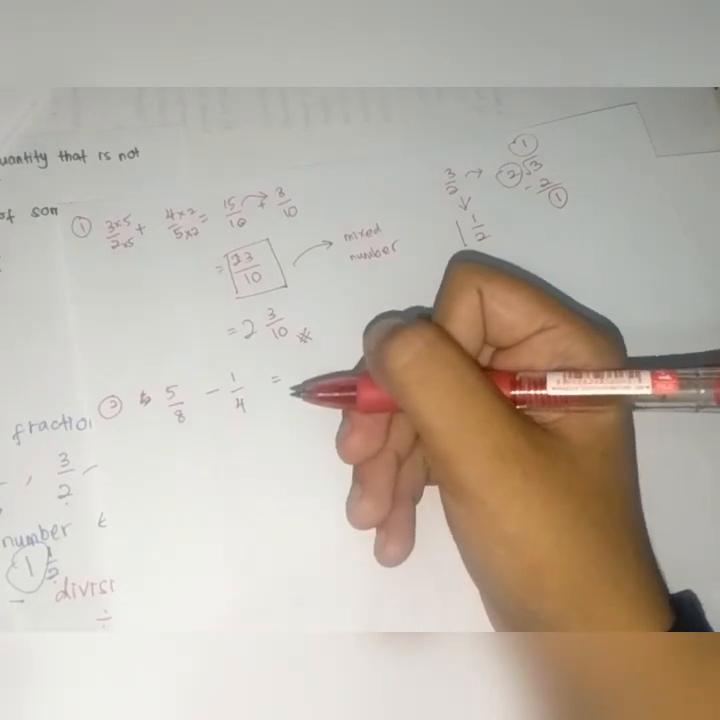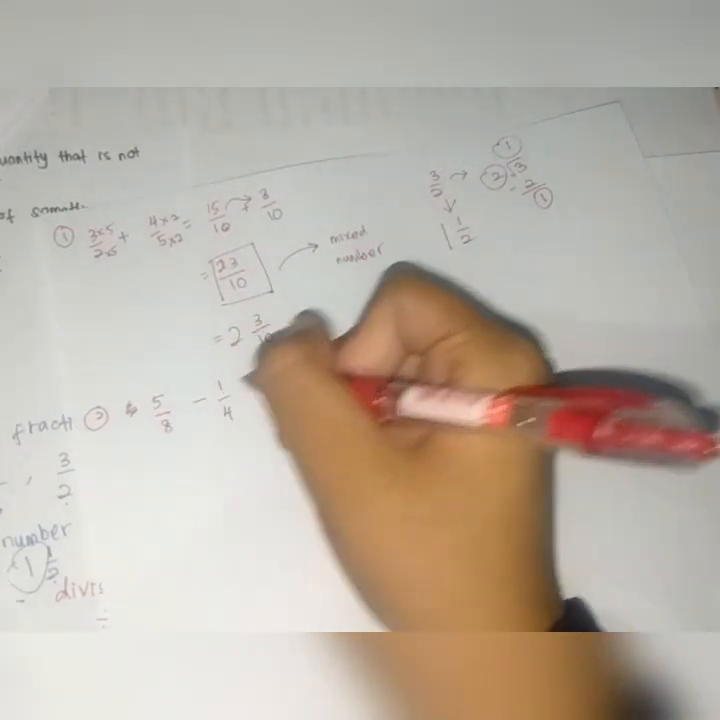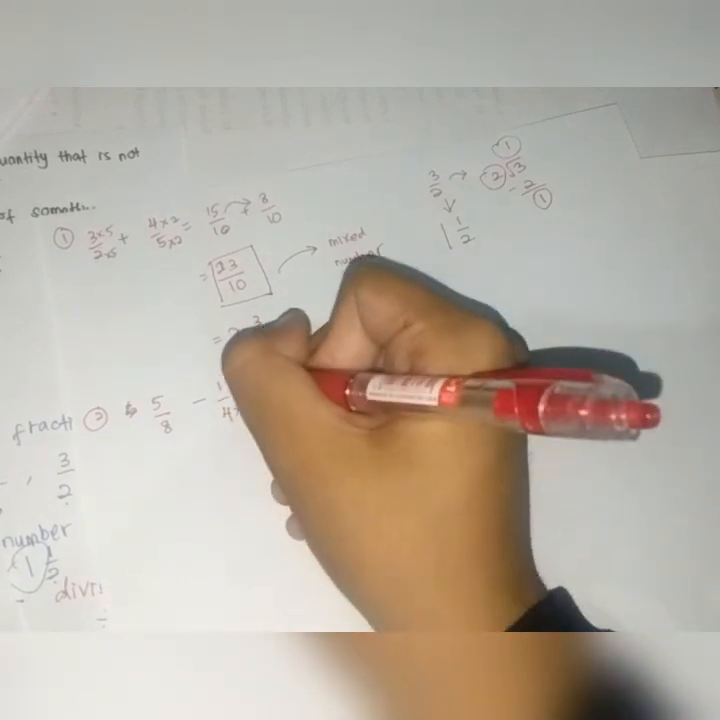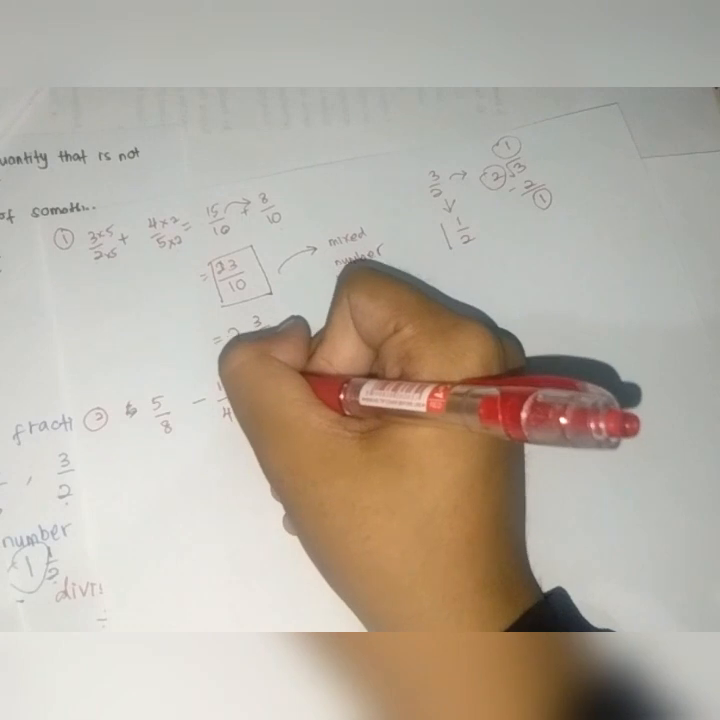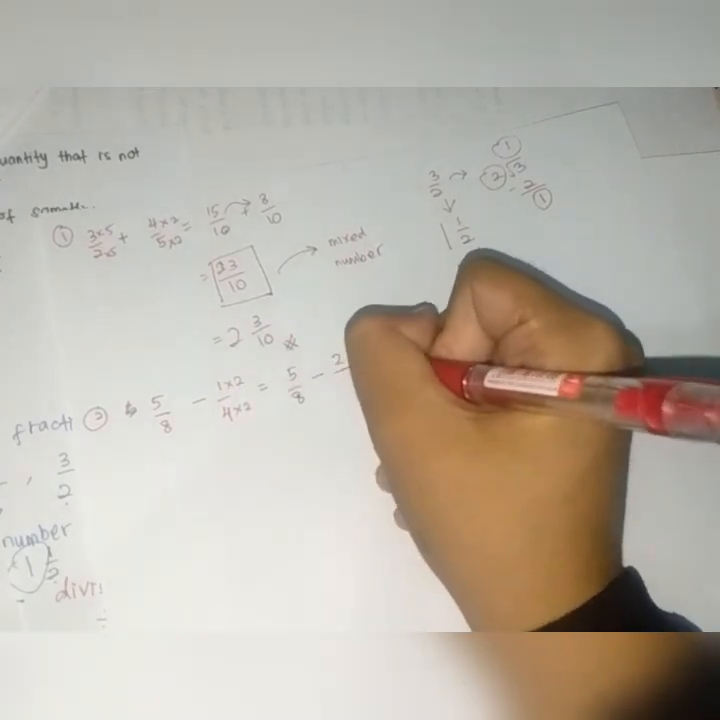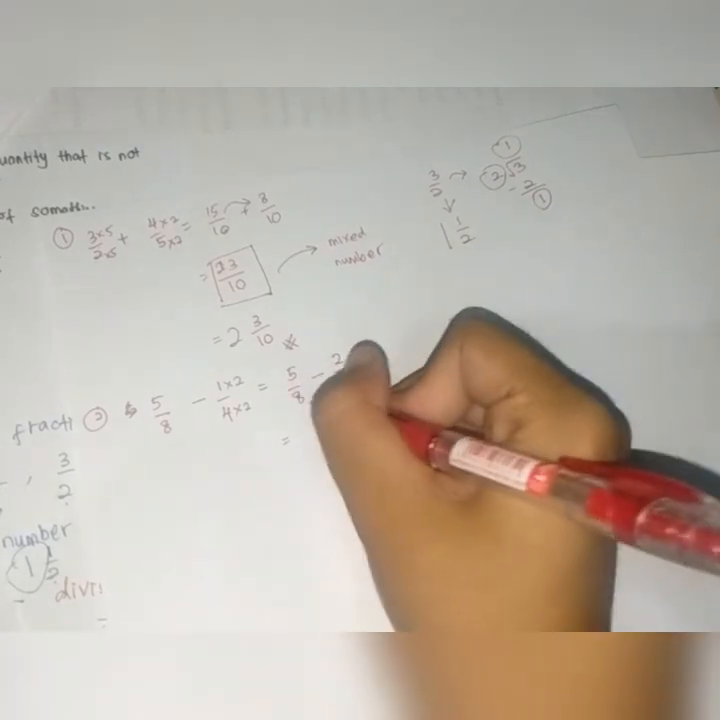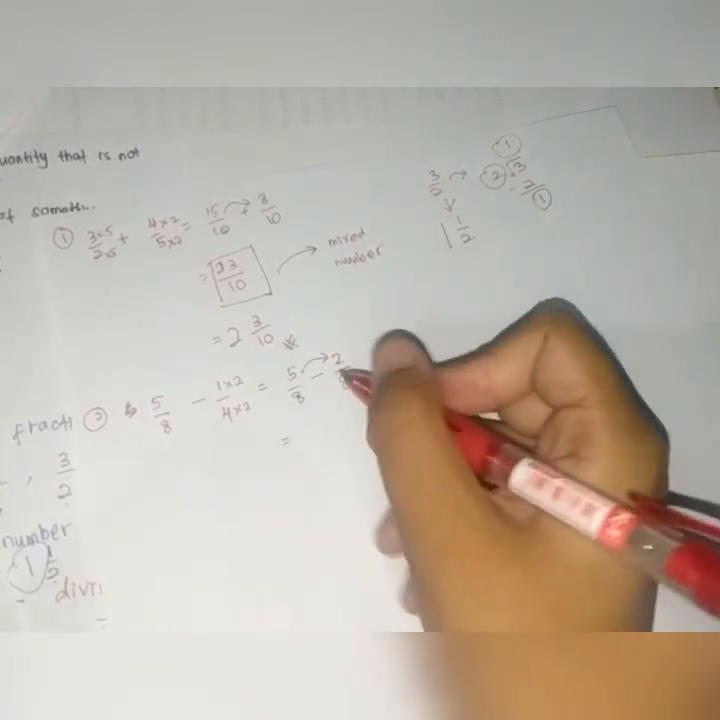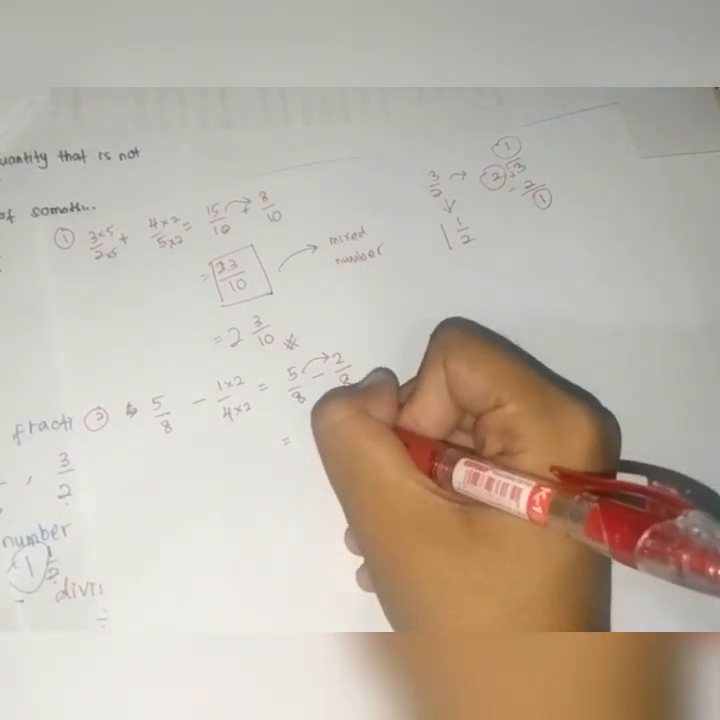Same as the first question, we must make sure that the denominators are the same. That's why the easiest way is just times 4 with 2 and also the numerator. So over 8, minus 1 times 2 is 2 over 8. When the denominators are already the same, just minus the numerator as usual. 5 minus 2 is 3 over 8. So this is the simplest form of the fraction.